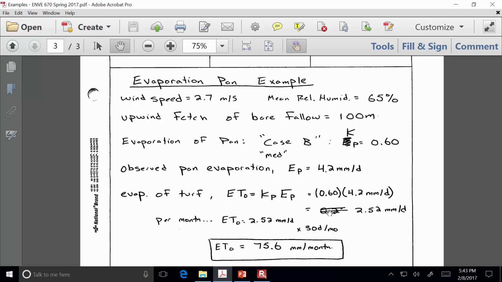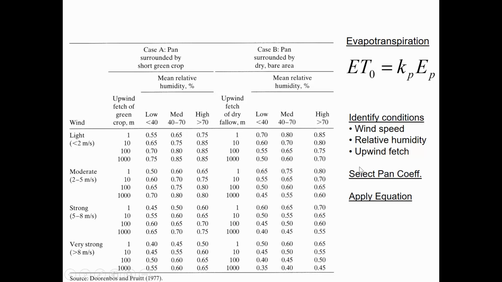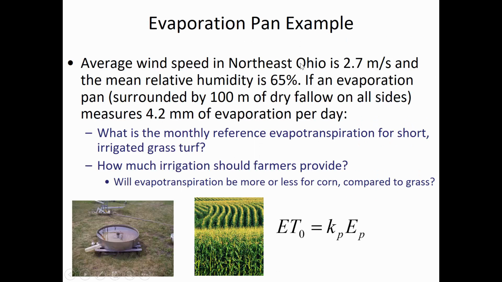So the pan was surrounded by fallow, but this is actually how much evaporation we would see from the grass turf. And I guess I should clarify that this table is for grass turf, but the case A and the case B is about where the pan is located. If the pan is surrounded by a short green crop or surrounded by the bare area.